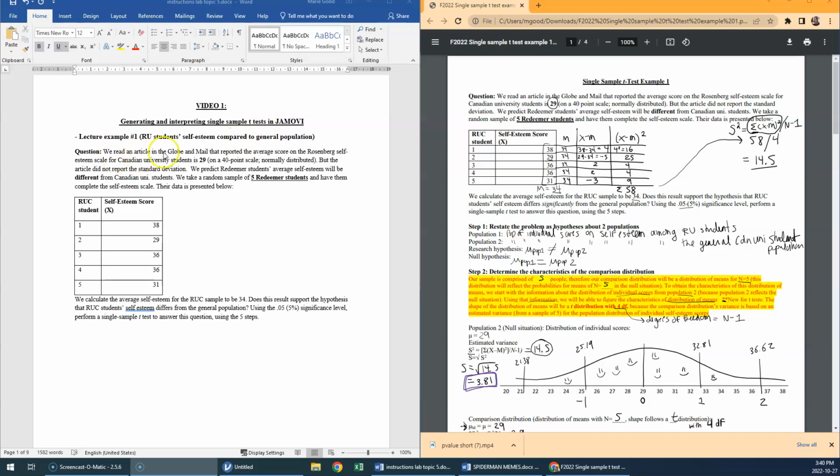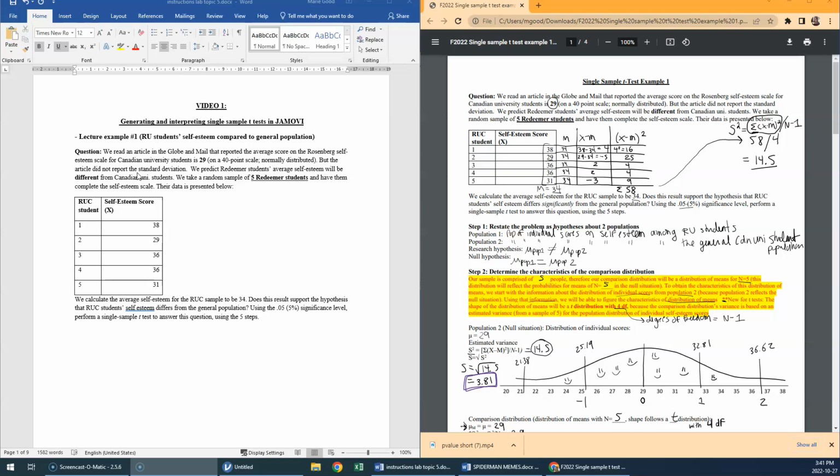Just to refresh your memory, we said we had read an article in the Globe and Mail that reported the average score on the Rosenberg self-esteem scale for Canadian university students was 29, and that it was on a 40-point scale, normally distributed. But the article didn't report the standard deviation, and that's really the key piece of information that tells us we need to use a single sample t-test, because this is going to be our known population mean, our comparison population mean, and that population does not have a standard deviation accompanying it.